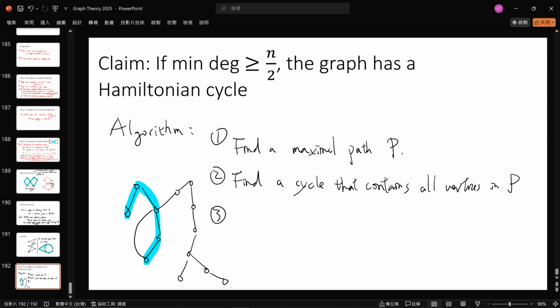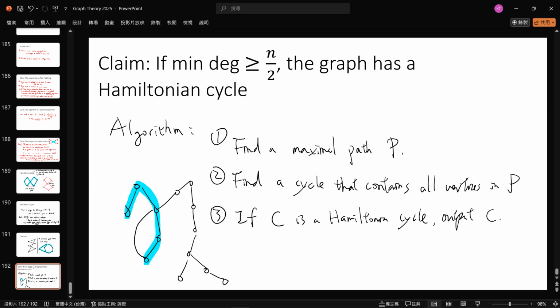So now we have a cycle. Imagine that there's a black box algorithm that can complete this task. You give this maximal path P and this graph G, and the black box somehow magically outputs a cycle. So if C is a Hamiltonian cycle, just output C.